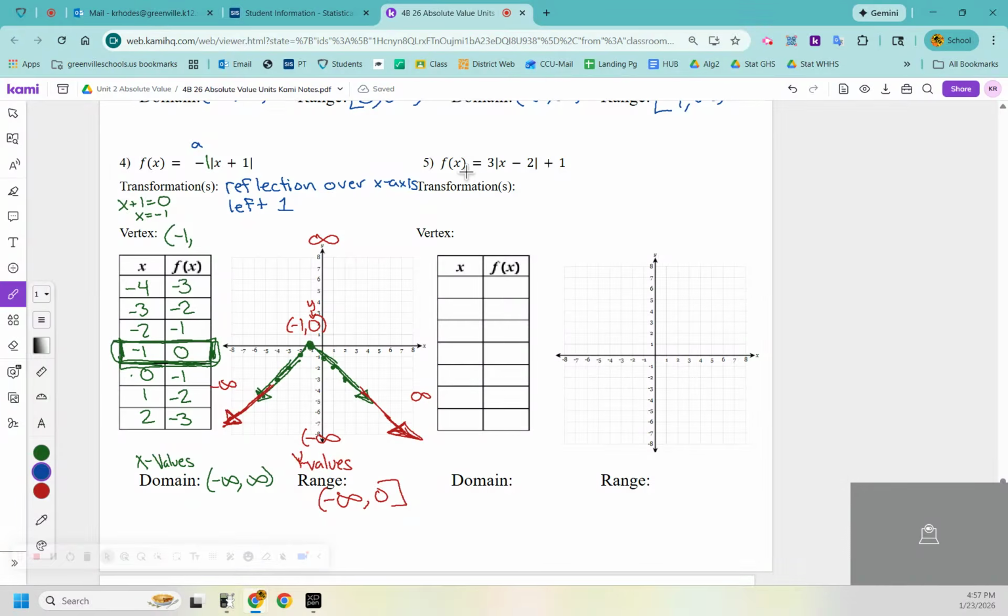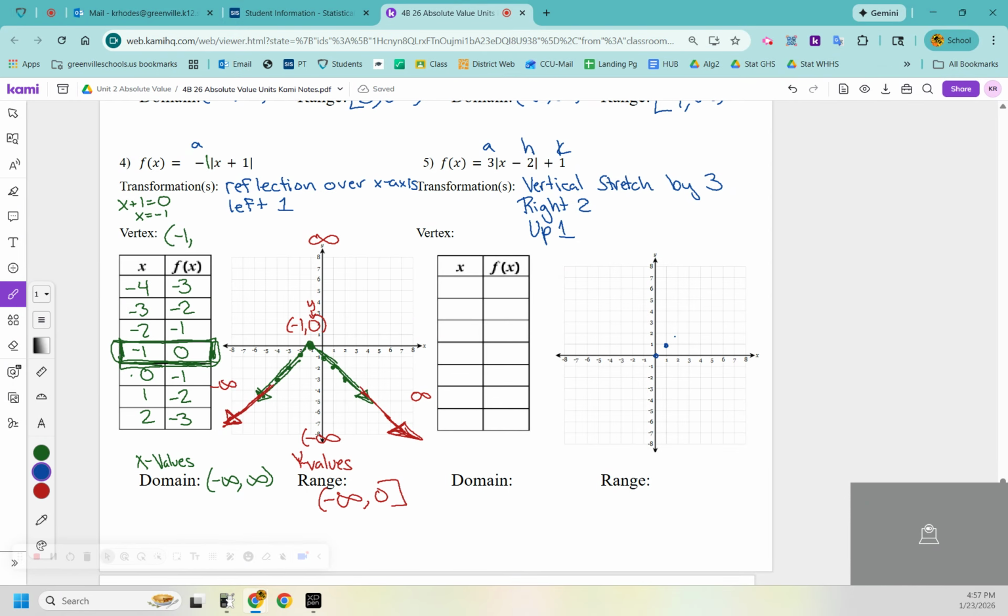Transformations, there's 3 of them this time. A is bigger than 1, so that's a vertical stretch by 3. Negative 2 inside, that's my h. That means if you see a negative, it's going to be right 2. Positive 1 on the outside, that's my k, up 1.